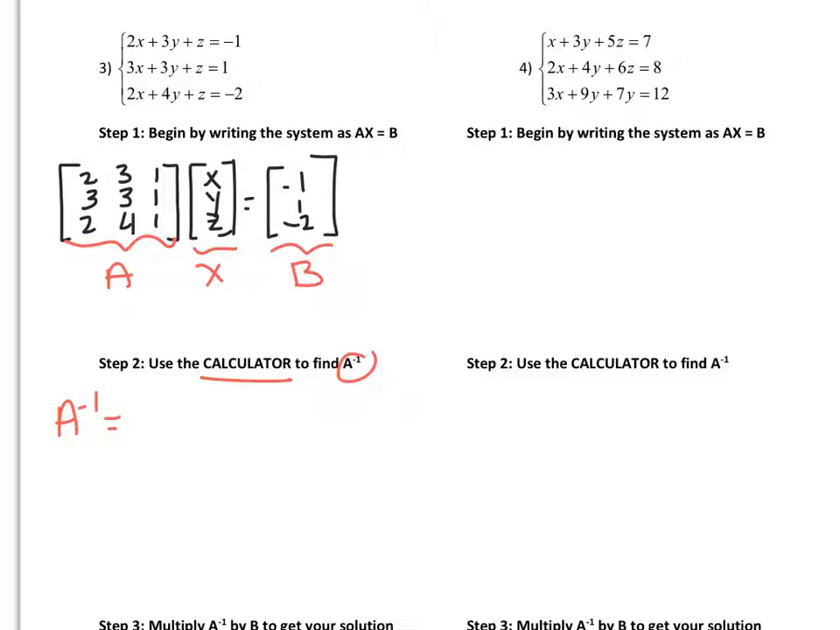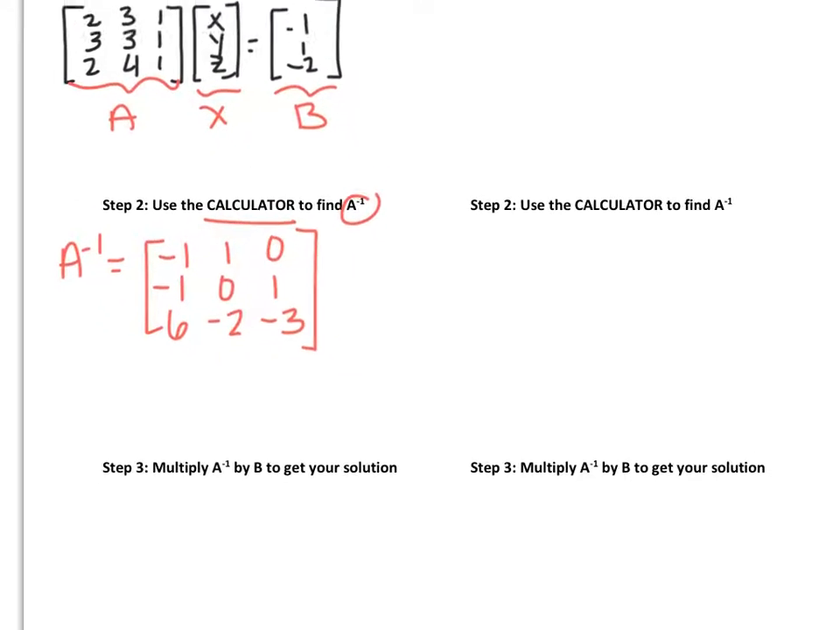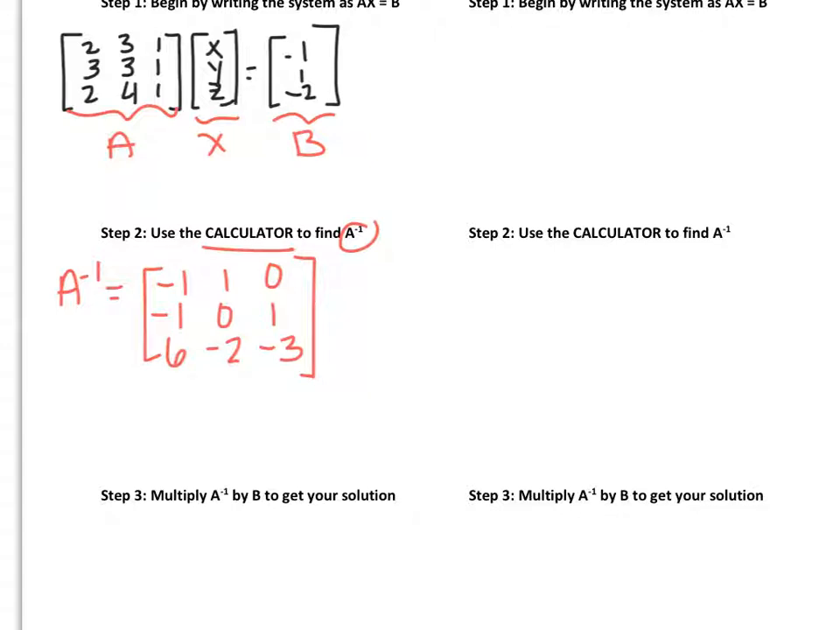So typing this into the calculator, find your inverse and hit resume when you're finished for the answer. Okay, this is the inverse that I got. I got negative 1, 1, and 0, negative 1, 0, and 1, 6, negative 2, and negative 3. So that is my inverse for A. So now if we multiply A inverse times B, we'll get our solution.